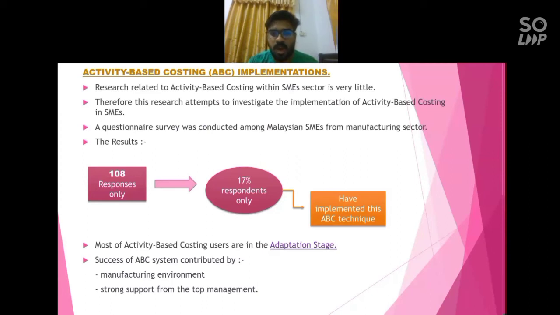And the reason why most of the people are not implementing this activity-based costing technique is because they are still in the adaptation stage. So this is the reason why they are still not implementing this ABC technique. And the success of an activity-based costing system is contributed by two things. One is the manufacturing environment, and then the strong support from the top management.